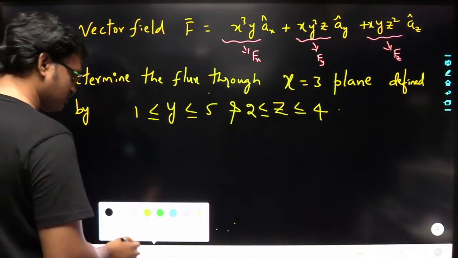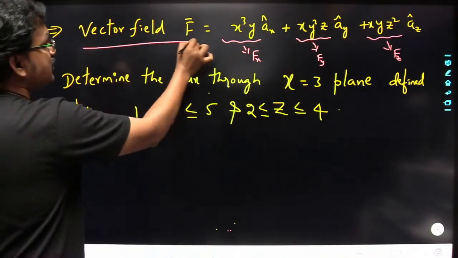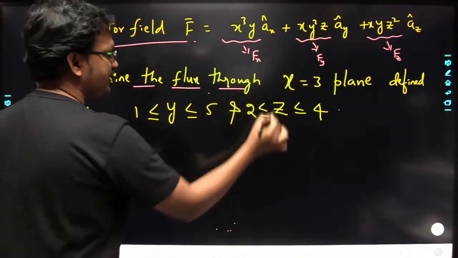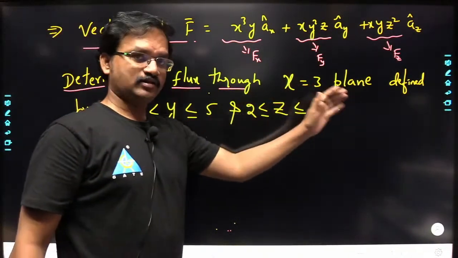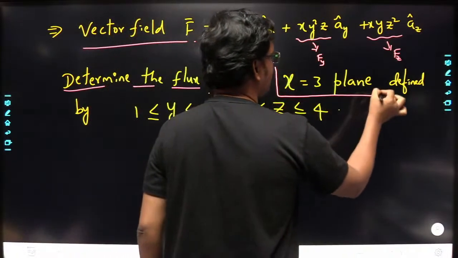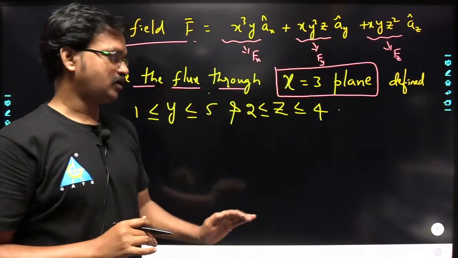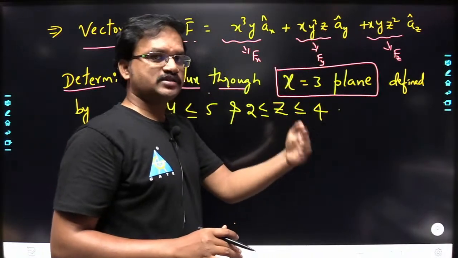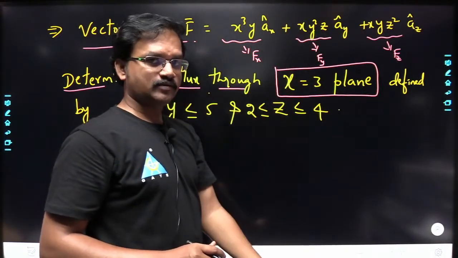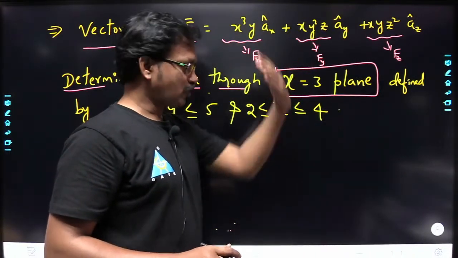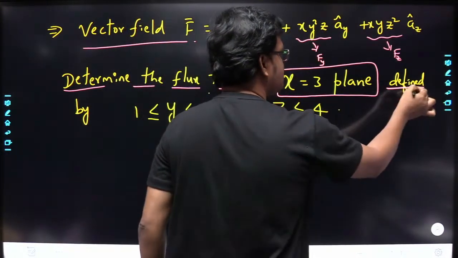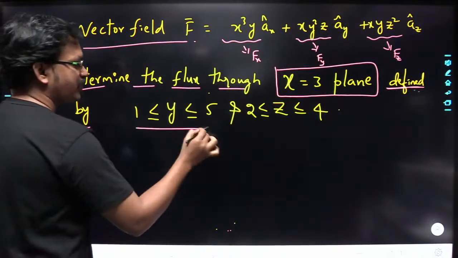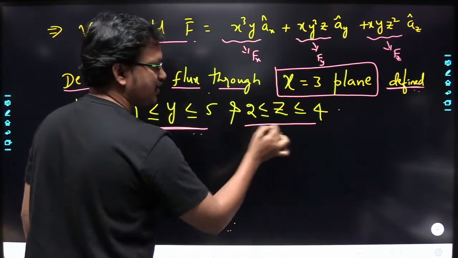So what they have given here, the question is, see here. They have given some vector field. Now they are asking to determine the flux through x is equal to 3 plane. That means they have given an x is equal to constant plane here, right? Does x equal to constant plane represent an infinite plane or not? Yes or no? It represents an infinite plane. So in that infinite plane they have given some region or some surface area. That is defined by y varying from 1 to 5 and z varying from 2 to 4.